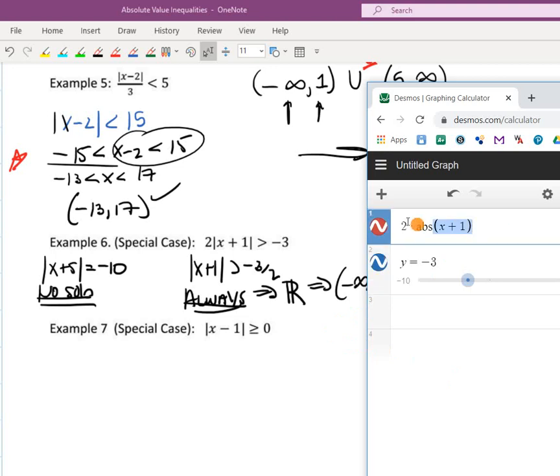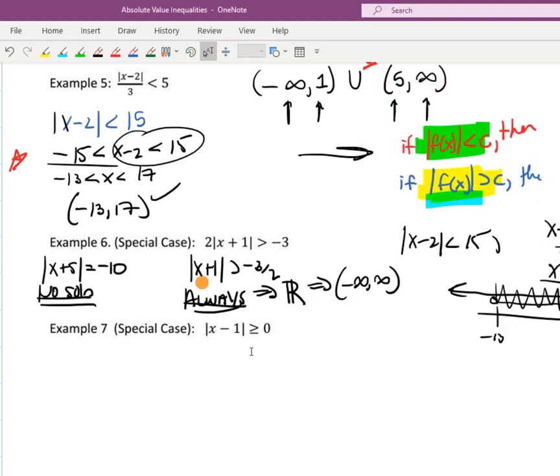Okay, let's just do this next one graphically. Let's say absolute value of x minus 1 and y equals 0. How often is the absolute value of x minus 1 greater than or equal to 0? Well, the absolute value one is always above 0 or equal to 0. Okay, but what if I wrote it this way? What if I said, how often is x minus 1 greater than 0?